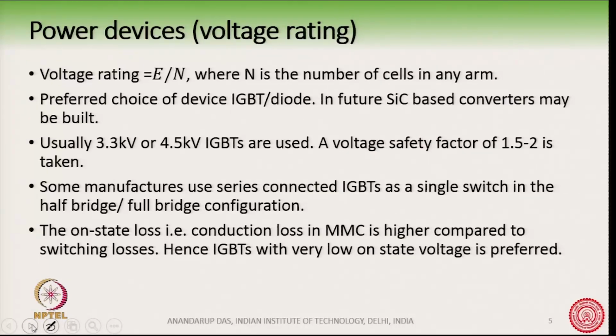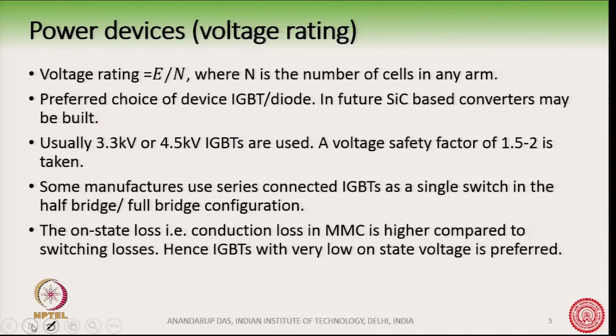Now, what should be the voltage rating? Voltage rating is given by the available voltage across the device. That is equal to E by N, where N is the number of cells in any arm and E is the DC link voltage.